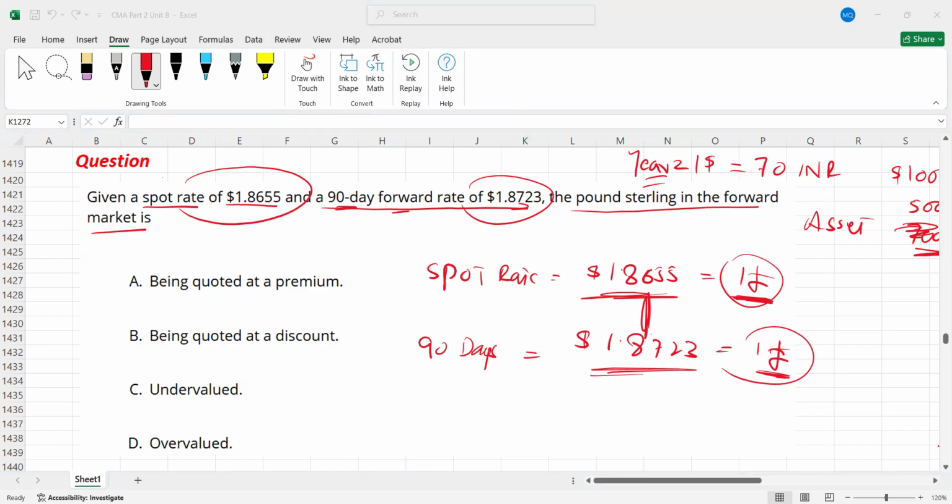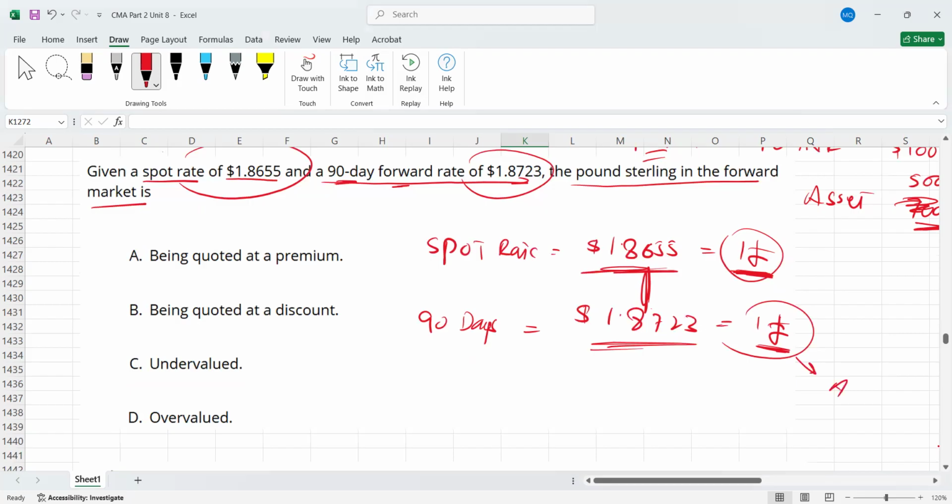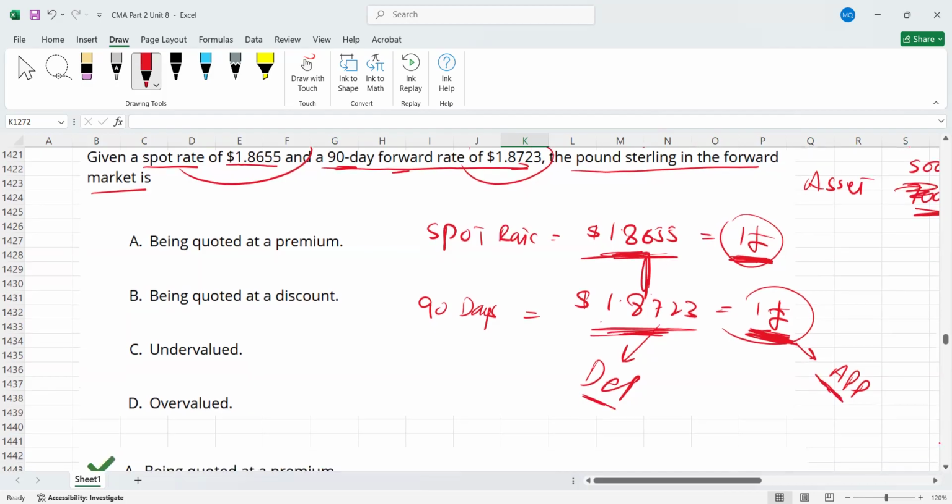Now tell me, it means we can say the pound has appreciated, right? And the dollar has depreciated. Because I can say the pound became stronger and the dollar became weaker here. Previously against £1 you could take only $1.86, and now against £1 you can take $1.87. So you can get more dollar against £1. It means the pound has appreciated and the dollar has depreciated. And wherever the word appreciation is there, it means that currency is at a premium. And where the word depreciation is there, it means that currency is at a discount in the forward market.